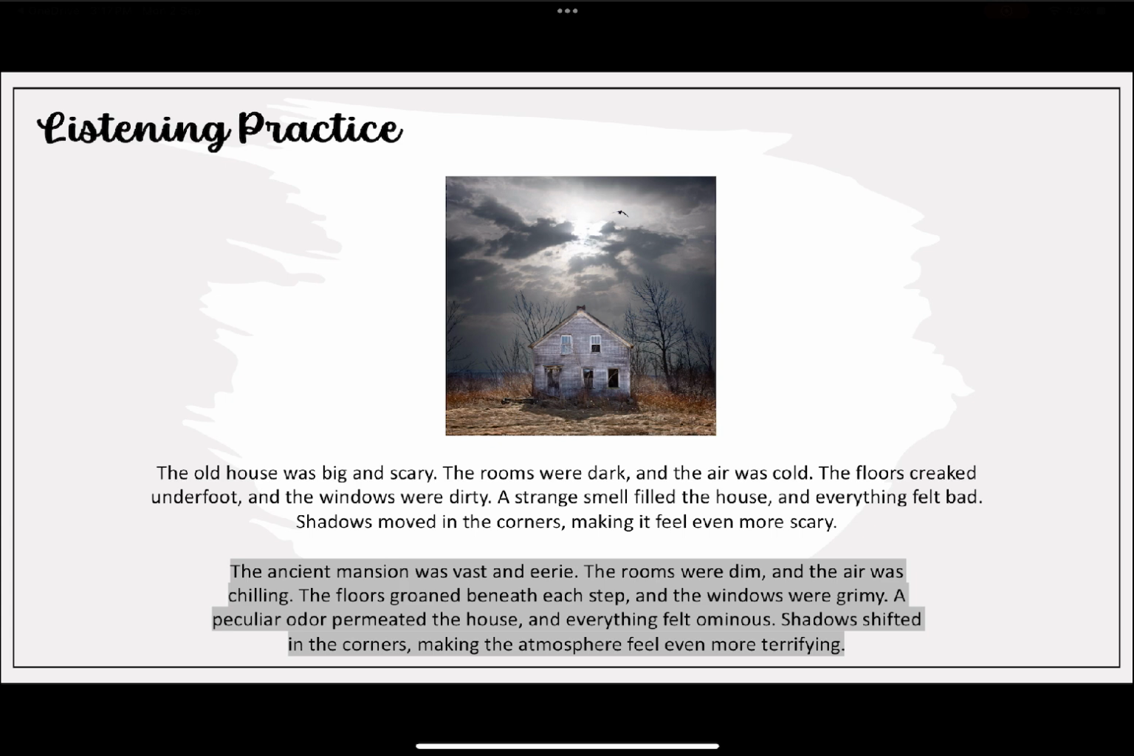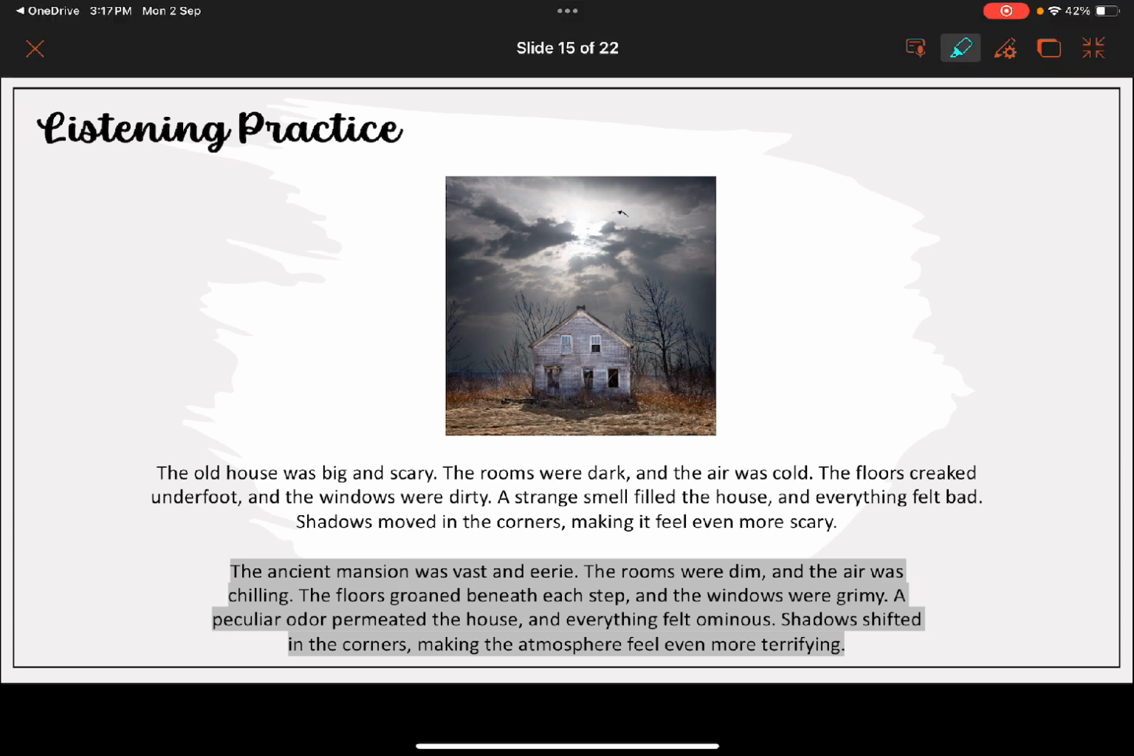Now I want you to think to yourself, which version did you prefer? And why do you think you preferred that version? Okay, so I'm going to highlight some of the adjectives that I used and then compare them to their synonyms in version 2. The old house was big and scary. I replaced that with the ancient mansion was vast and eerie. So that word scary is a perfectly fine English word. However, that word eerie is a bit more of an advanced word and it creates a more chilling atmosphere.